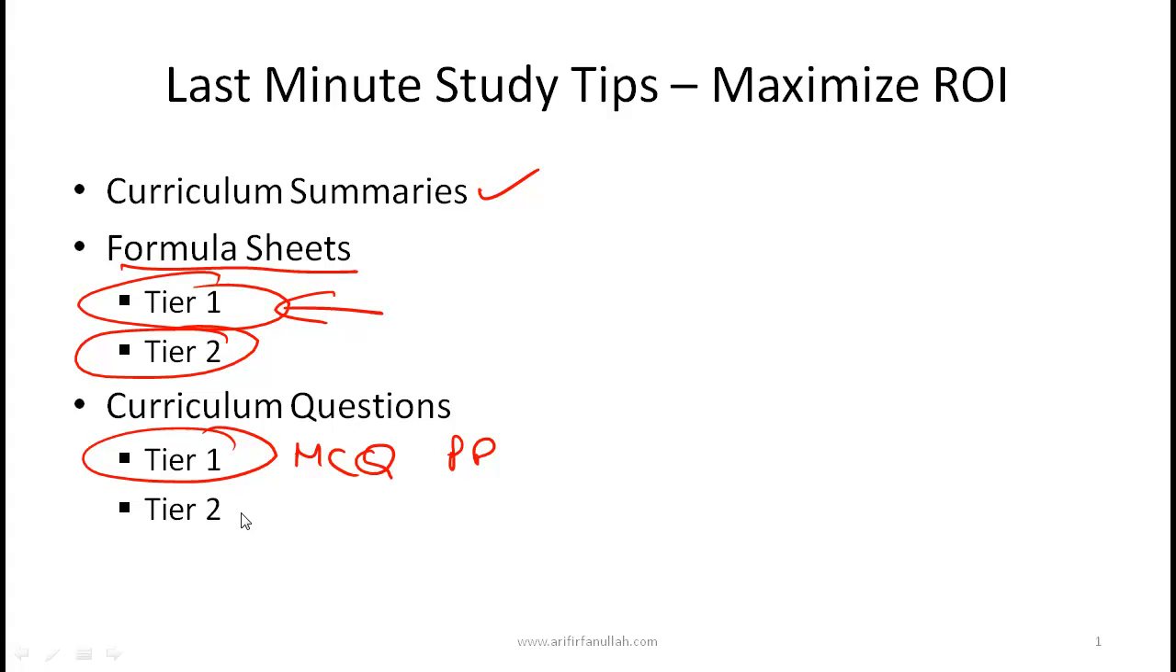Then tier 2 from the curriculum would be the non-MCQ. At this stage, you don't have too much time, and these questions often take a fair amount of time. So either you can skip them at this stage, or what you can do is just quickly read through them, and if you can make sense, great. If you can't make sense, then don't spend too much time trying to decipher the details.